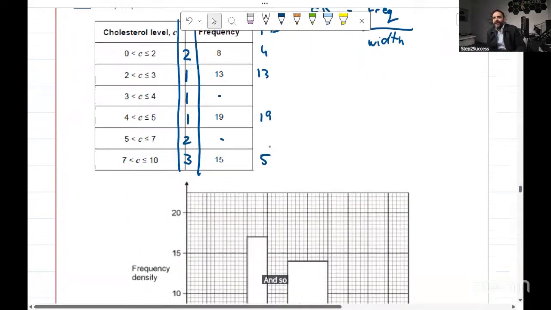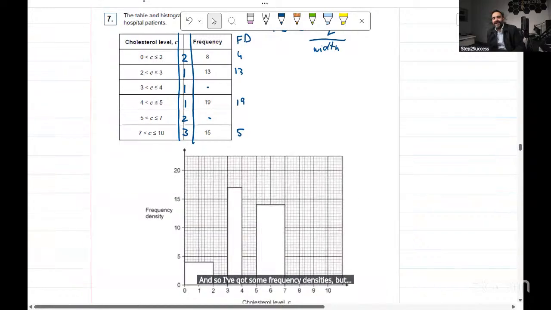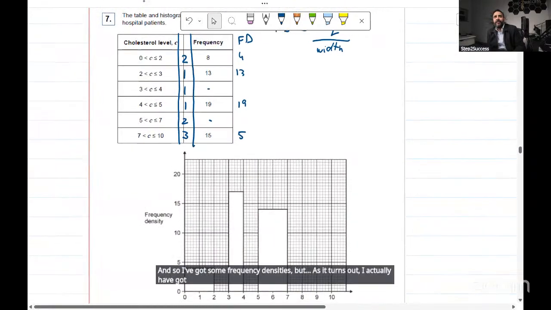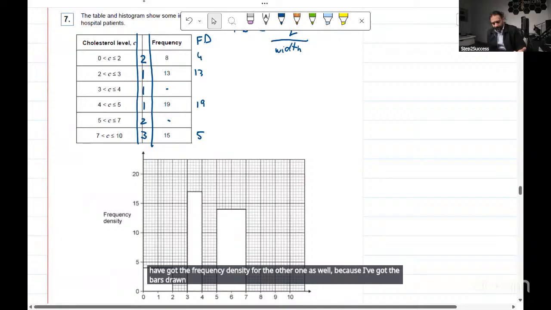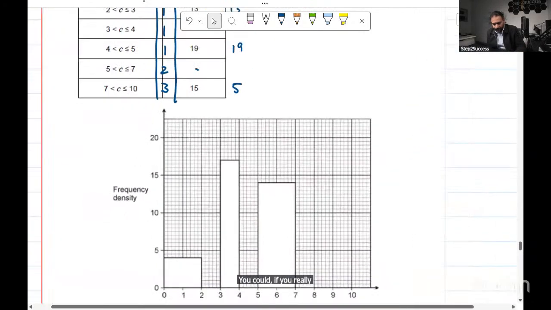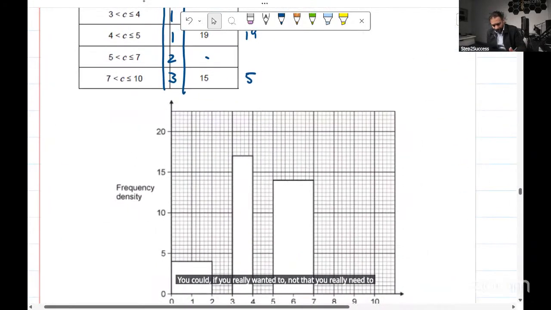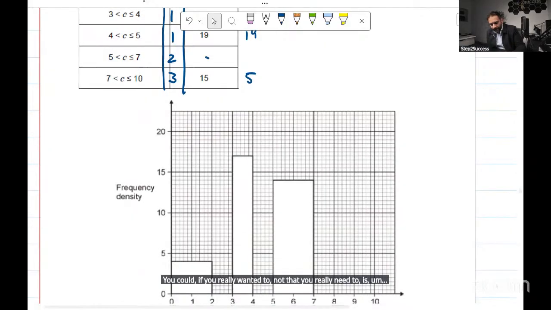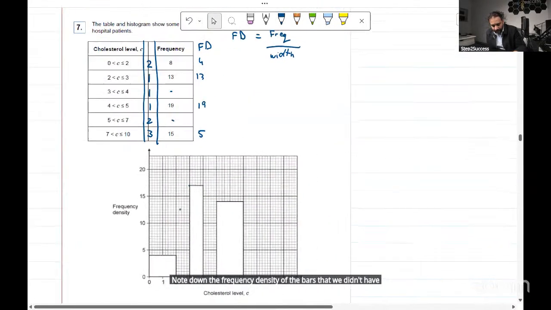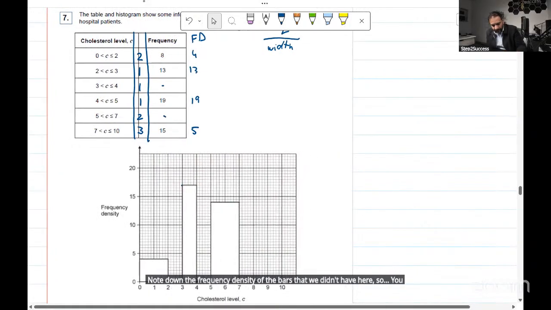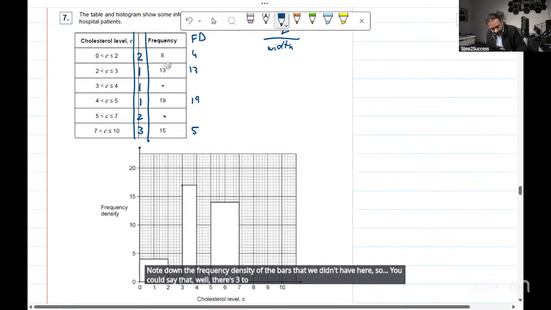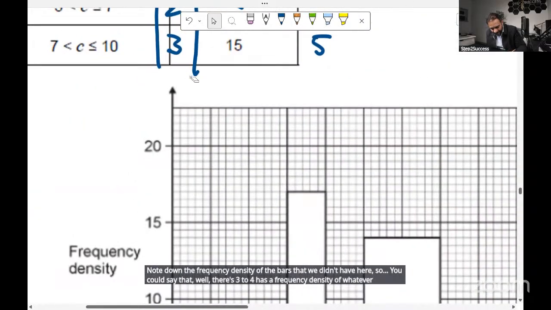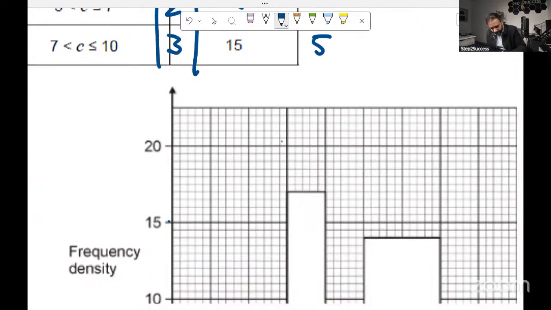And so I've got some frequency densities, but as it turns out, I actually have the frequency density for the other one as well because I've got the bars drawn. You could, if you really wanted to, though you don't really need to, note down the frequency density of the bars that we didn't have here. So you could say that this 3 to 4 has a frequency density of whatever that is. What is that? 17.